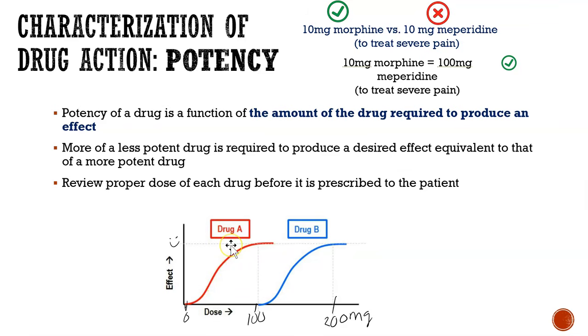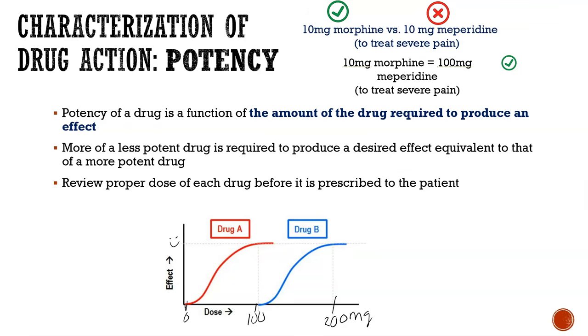So this drug is more potent to get the desired effect. So here, if we compare 10 milligrams of morphine versus 10 milligrams of meperidine, both used to treat severe pain, 10 milligrams of morphine will work. It will be effective. It will help you with treating the pain. But 10 milligrams of meperidine, no, that's not going to work. So the dosage is important. Sometimes you need to take a higher dose to get that effect.